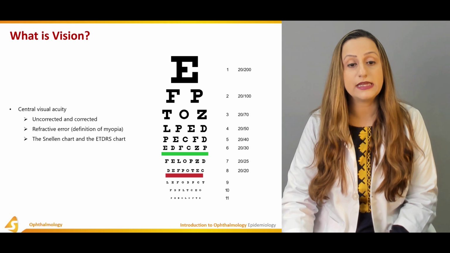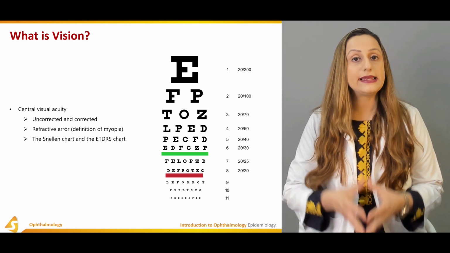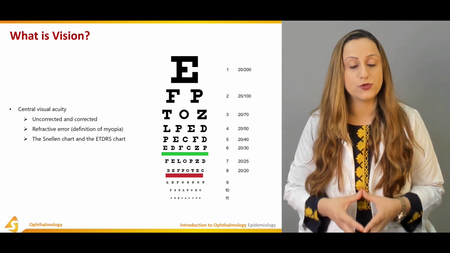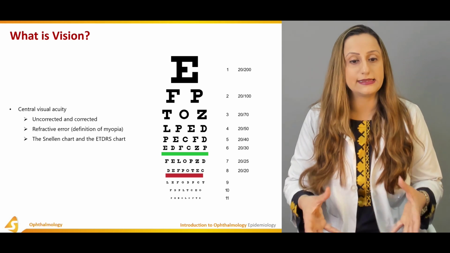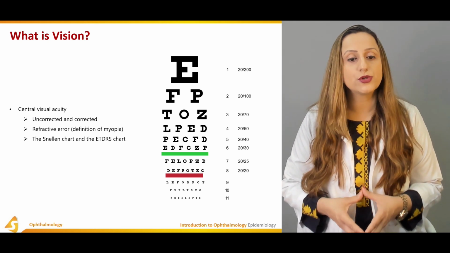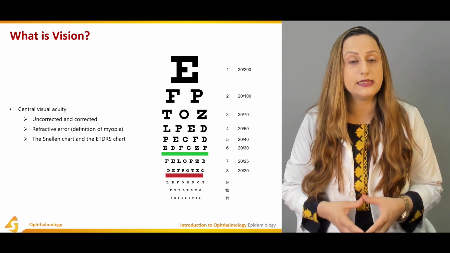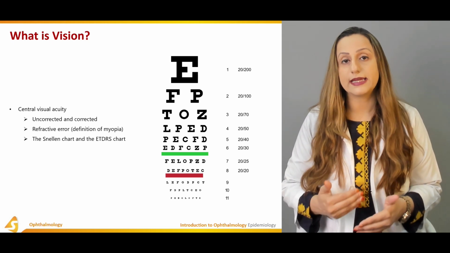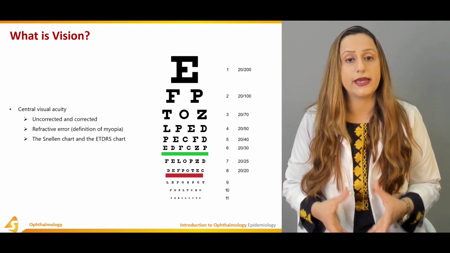Now, when we define vision, it's basically the central visual acuity or the clarity of the vision that is regarded as vision. Whether it is uncorrected or corrected, you have to document it like that. And then you also have to add on the refractive error, the definition of myopia, that is basically the farsightedness, known as myopics. Usually the young people are myopics.